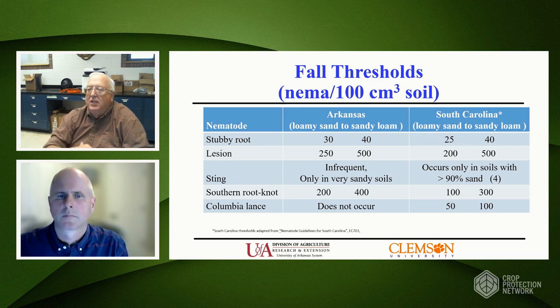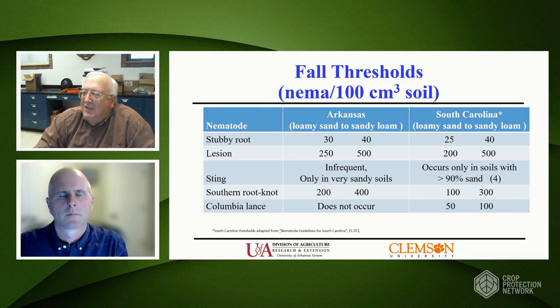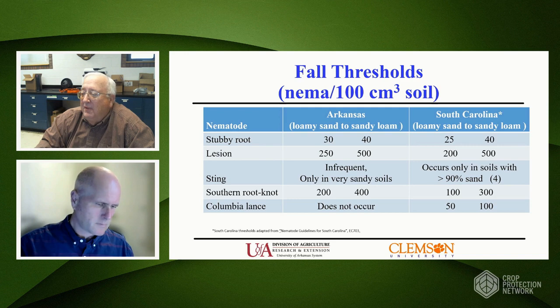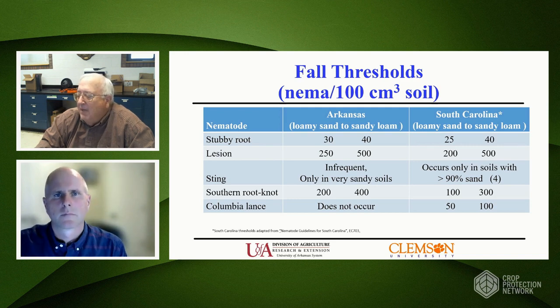And you can see that stubby root, this is a really insidious little nematode. You can sample it pre-plant and find it. You can sample a little bit after planting and find it. And then in the middle of the summer, if you go out and sample, you may not find any. Nematodes are amazing in their ability to migrate vertically, up to 2 to 3 feet.